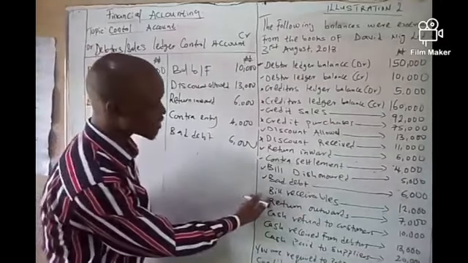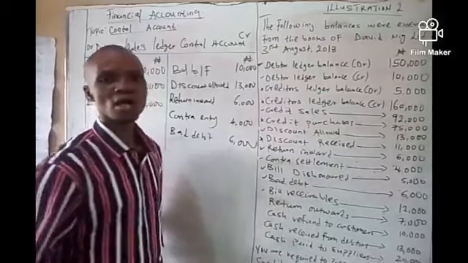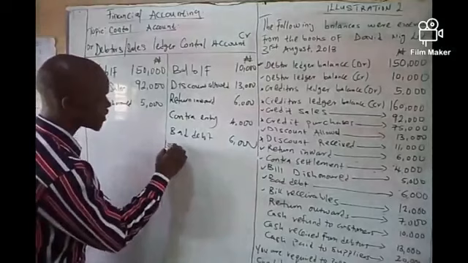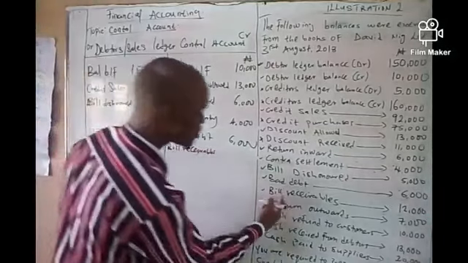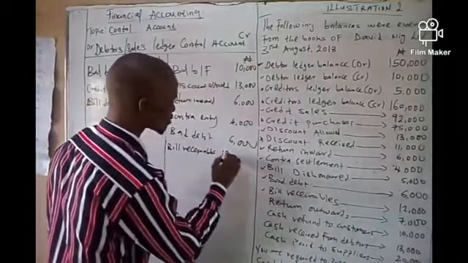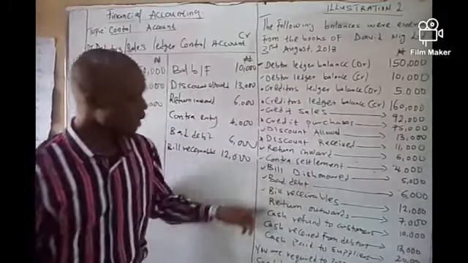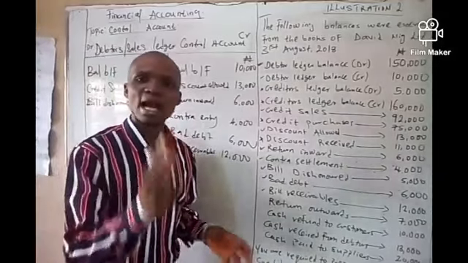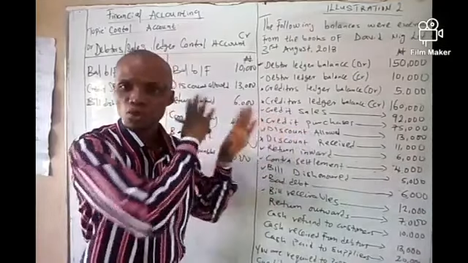We have bill receivable. Bill receivable is credited to debtors ledger control account. How much is the bill receivable? We have 12,000. We add it, 12,000 naira. Mark it. Now we have another one again. Return outward. Return outward is an item of purchases or creditor. We don't need it here.